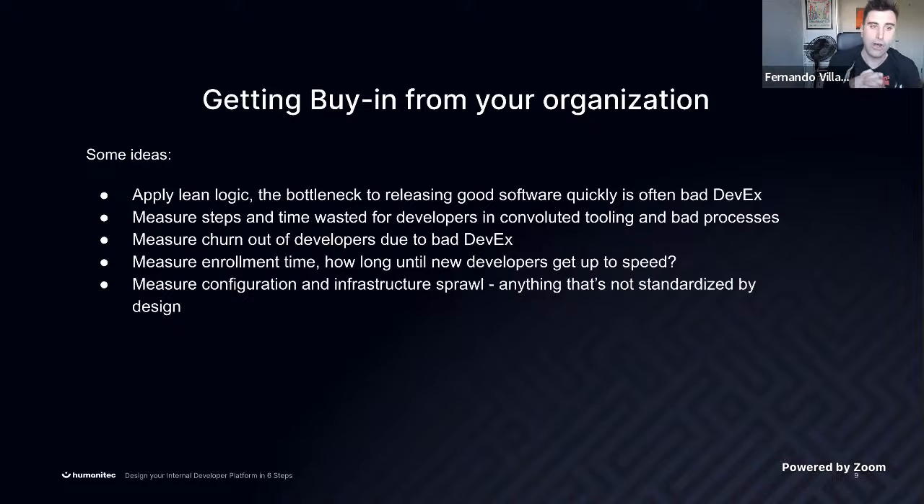Some ideas: apply lean logic. The bottleneck to releasing good software quickly is often bad developer experience. If the developer experience is not good, then you're not going to be able to deliver software faster. I would say measure steps and time wasted for developers in convoluted tooling and bad processes. Measure churn out of developers due to bad developer experience. Measure enrollment time, how long until new developers get up to speed. And measure configuration and infrastructure sprawl. Once you have the numbers, you can present them, and it makes for a more compelling argument.